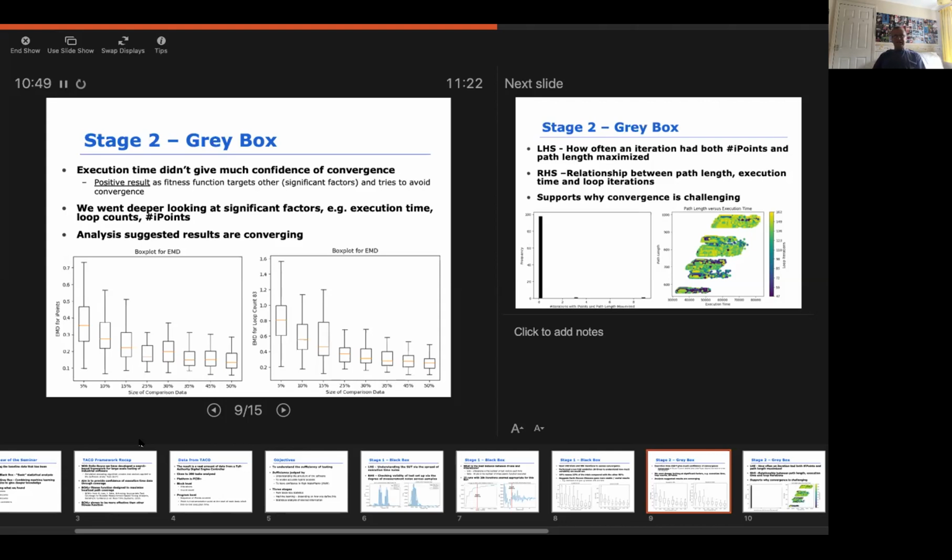The next stage in the stage 2 assessment was to go slightly more grey box and look at significant factors, look at what we can infer from the results.